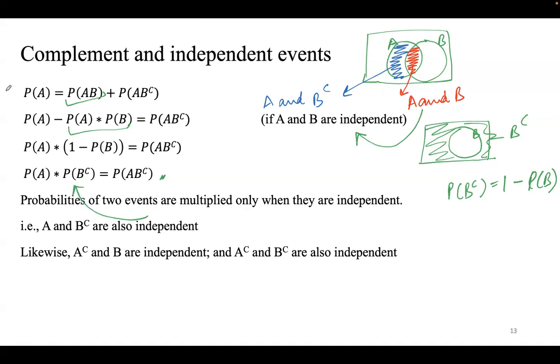And instead of splitting this with respect to A, you can also do this with respect to B, right? So probability of B is probability of B with A and probability of B with A complement. So then you will also get that all the 4 combinations are independent of each other: A and B complement, B and A complement, and B complement, right? So that's there.